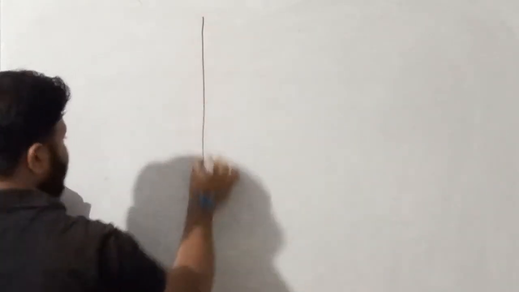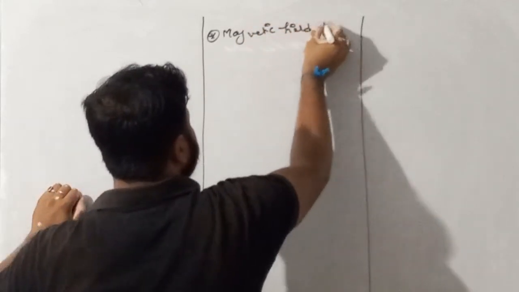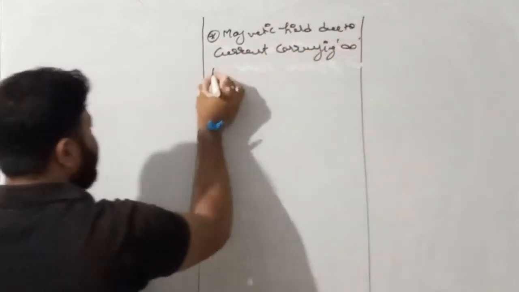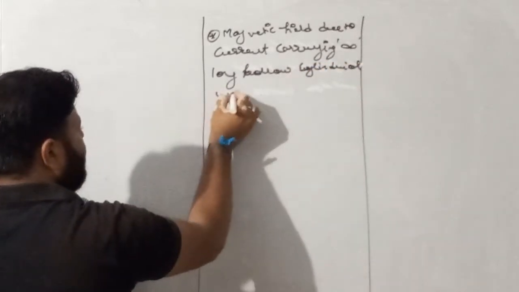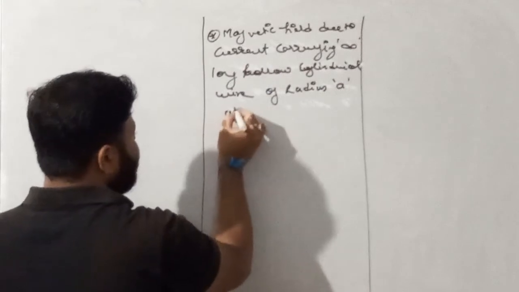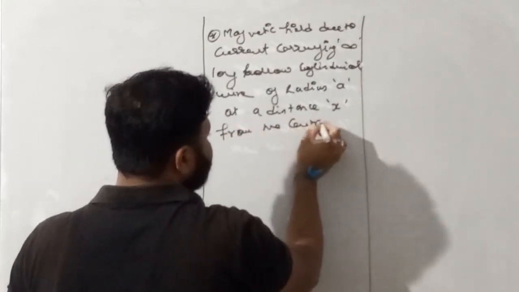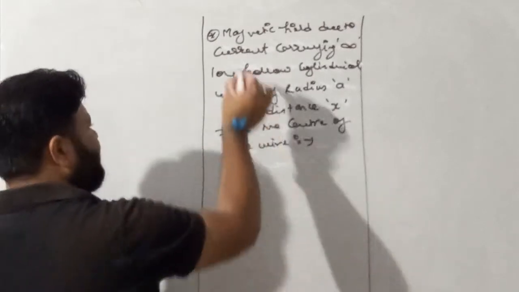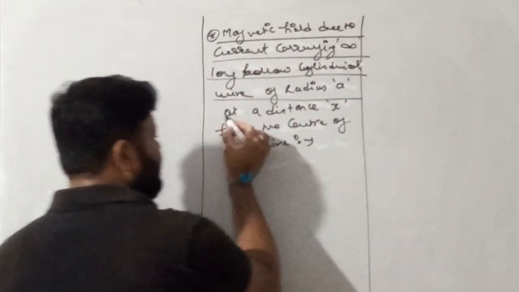So see, my dear student, the topic is magnetic field due to current carrying infinite long hollow cylindrical wire of radius a at a distance x from the center of the wire.